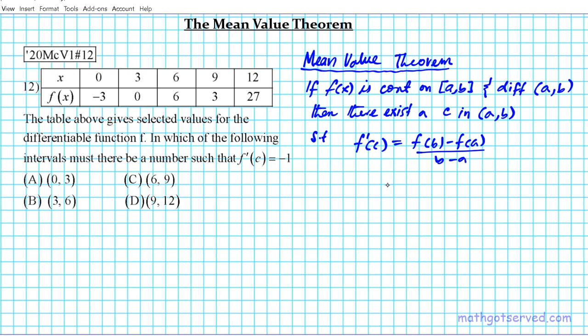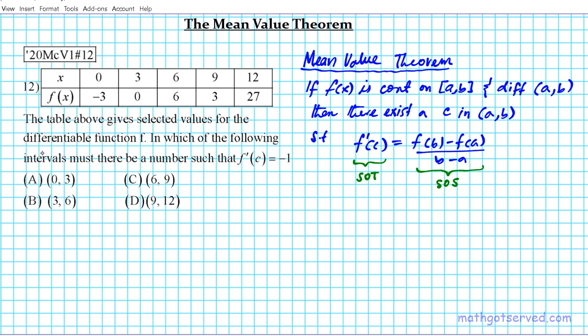Okay. All right, so problem 12 says the table above gives selected values for the differentiable function f. In which of the following intervals must there be a number c such that f prime of c is equal to -1? Okay. All right. So here, remember this right here. The derivative at a point is the SOT, slope of the tangent line, and over here, if you're looking for the slope of an interval, is the slope of the secant line. So the mean value theorem is basically telling us that there is a point where the slope of a tangent line is equal to the slope of a secant line as long as the function is continuous and differentiable.